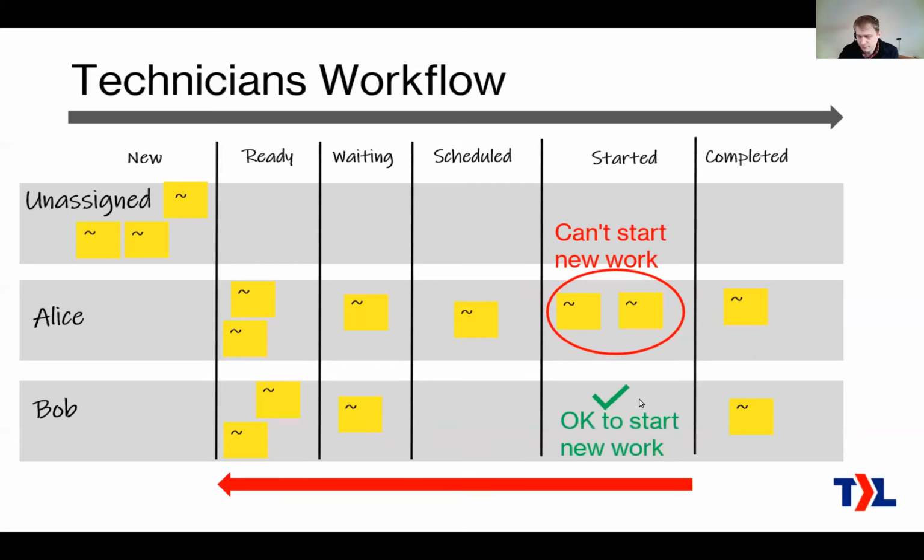Now, Bob doesn't have anything here in the started column. He would look at the scheduled column. Well, actually, you don't need to look at the scheduled. They'll be looking at their calendar, because anything in the scheduled should have a calendar entry for it.